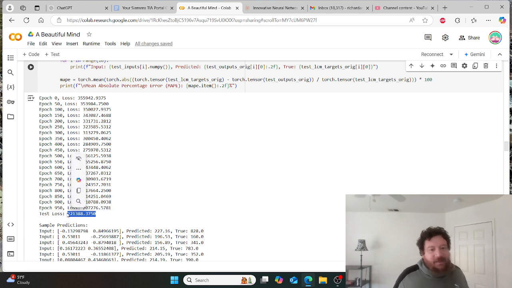Again, that's an astronomical loss rate, but ignoring that, the model is learning. It goes from 355,942 down to 207,276. Massive decrease, right? Like 150,000 points of loss over 1,000 epochs, which is very significant. It's dropping about 1,000 points of loss every epoch. Kind of crazy.